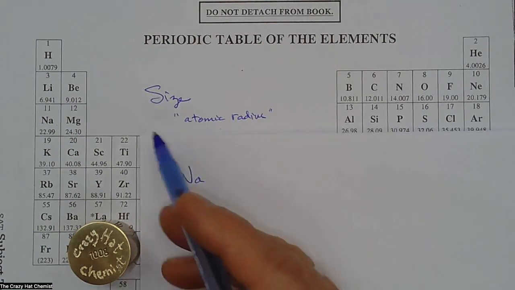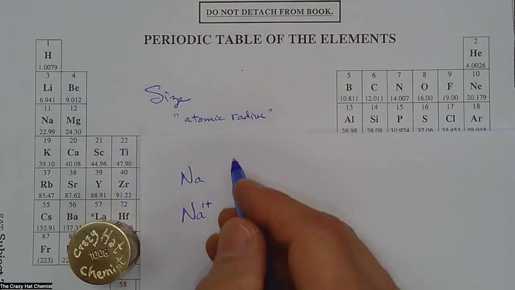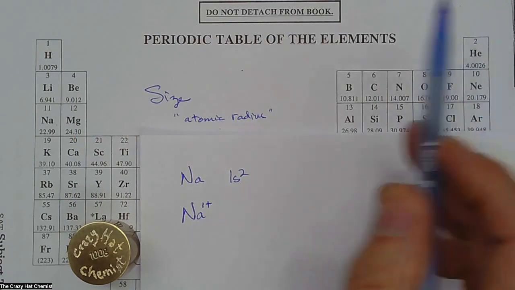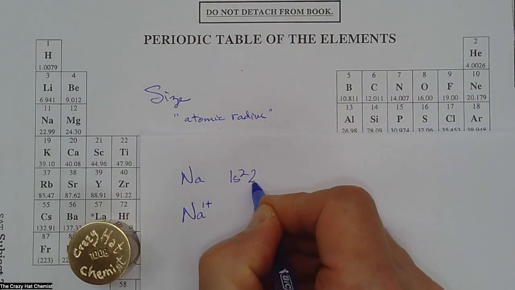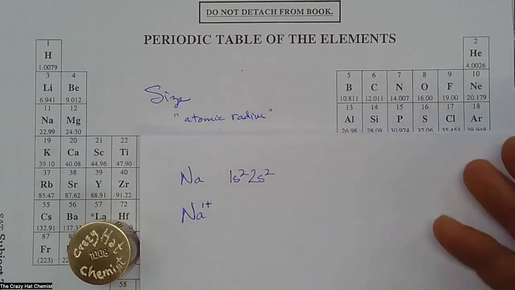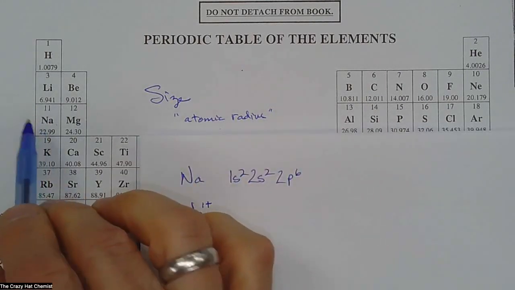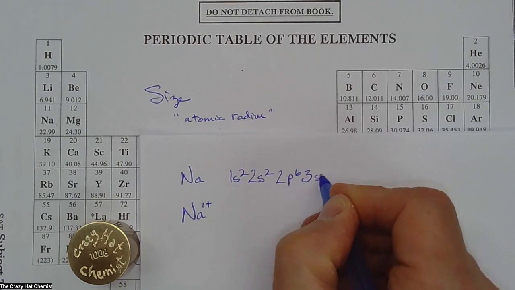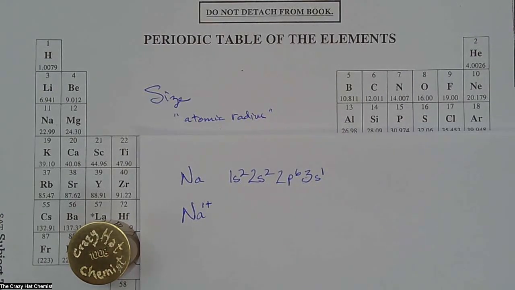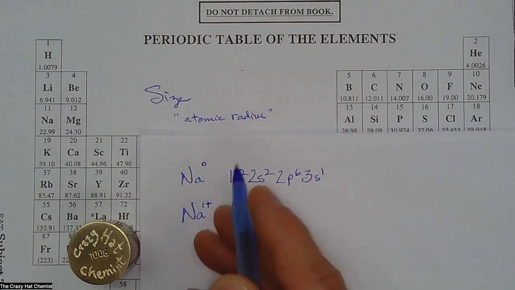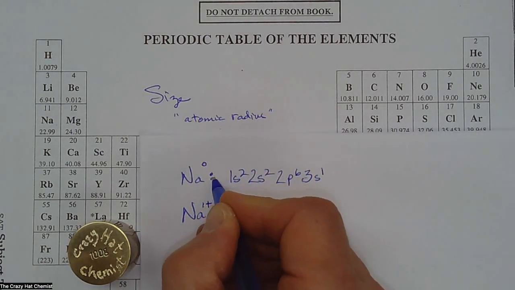Okay, all right, so the full electron configuration for sodium is 1s2, 2s2, and then 2p6, and then it's 3s1. So there is the sodium element that has a charge of 0. That's why that's like that.